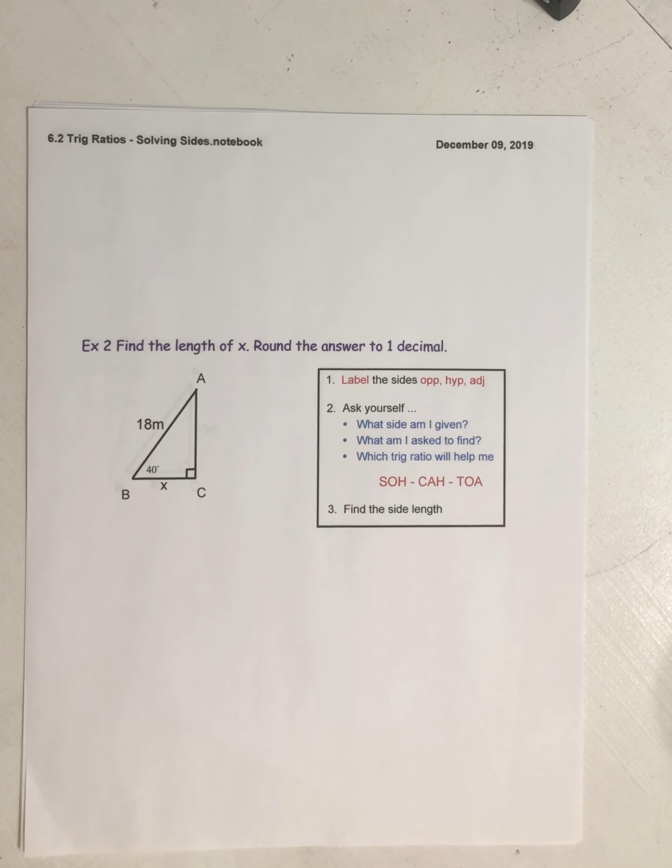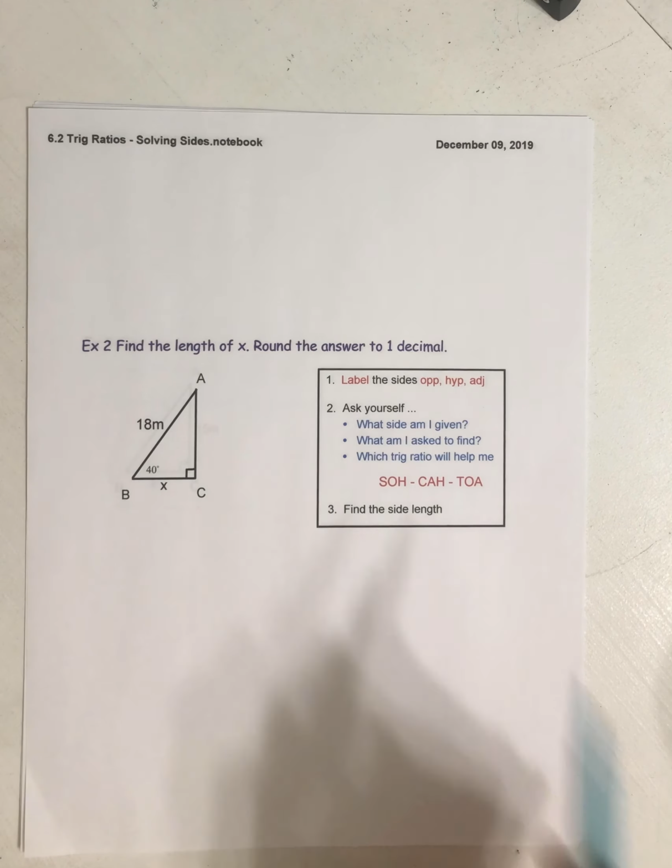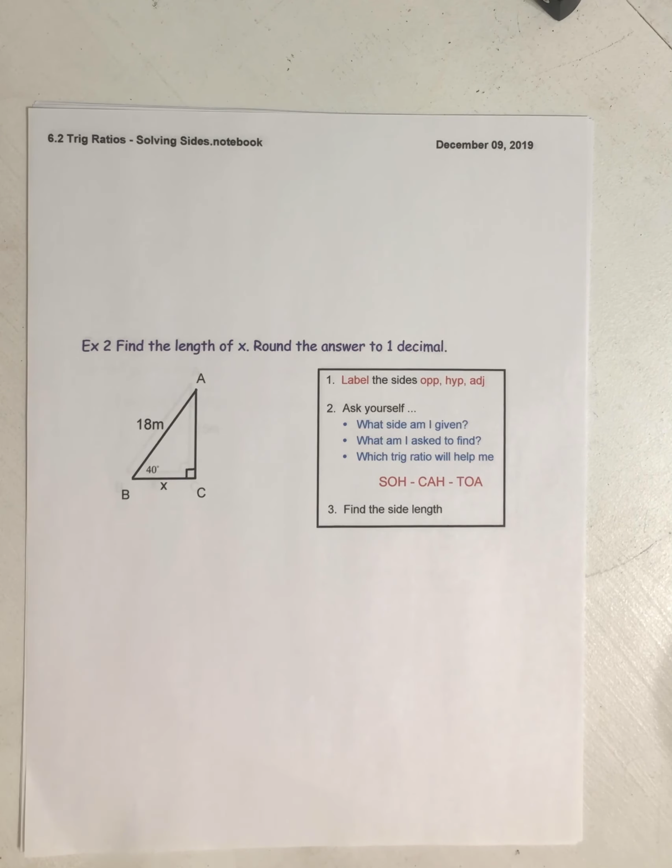All right, so now we're going to go over how to find a side length given certain information. The very first thing I would do is take a look at this. If I did not have SOHCAHTOA set up, I would write it down. I would always write SOHCAHTOA very first. My next thing is to label all of my sides.